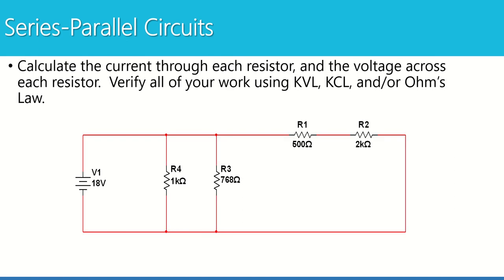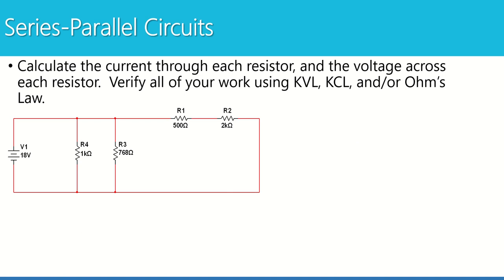So at this point, you should have your notes out, and I want you to follow along with each one of these problems with me. We're going to start with example 1, where we're going to calculate the current through every resistor you see on the screen, as well as the voltage for every resistor you see on the screen. We're going to use KVL, KCL, and or Ohm's law at several points to check our work.